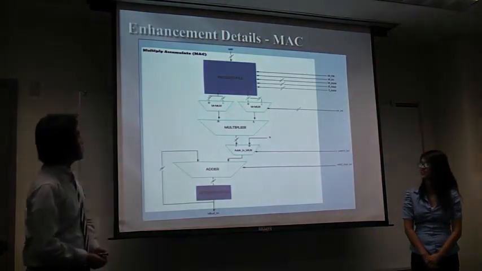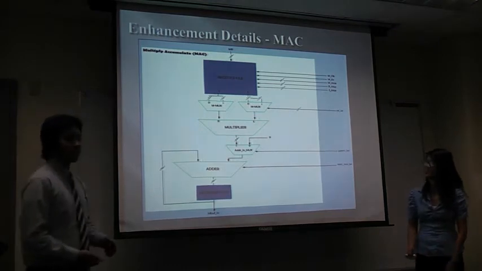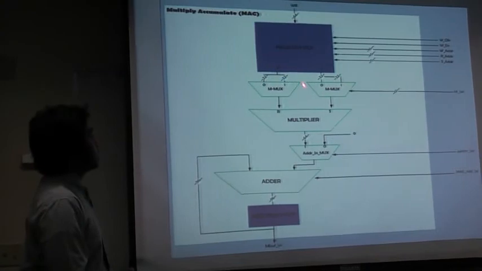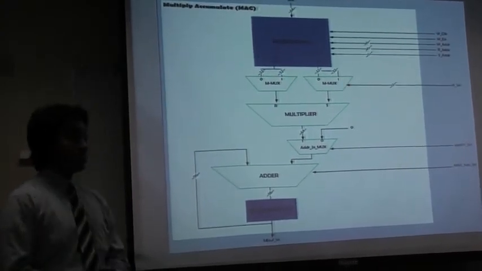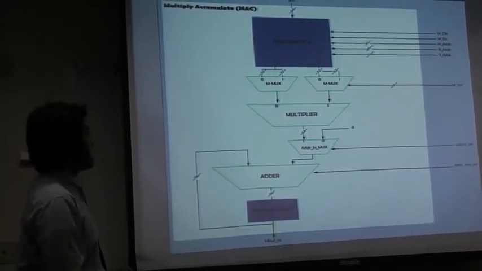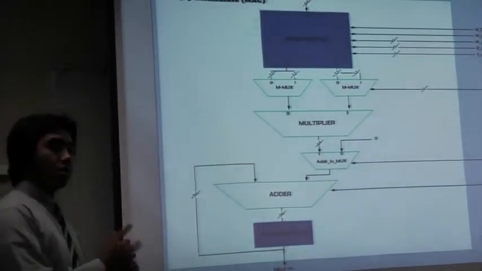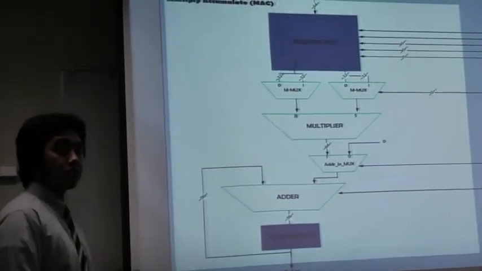So this is the diagram once again for the Mac. We'll be going over this in a little bit more detail. Now from the register file, we have 2 values, R and S, which are 64-bit values, and we have something known as the M muxes, which will select whether we want to choose the upper or lower part of the 64 bits to multiply.